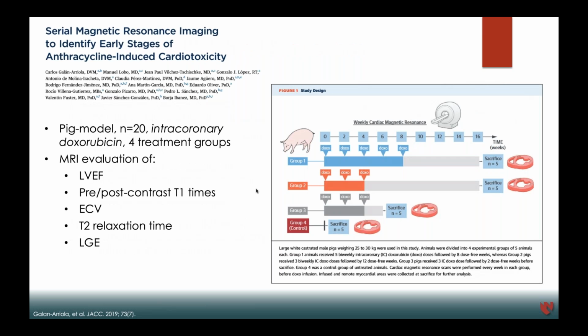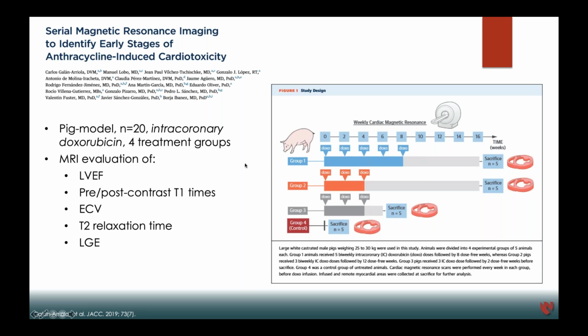Well, this was a fantastic study that was published last year in JACC, where it was a pig model with 20 pigs, and they used intracoronary doxorubicin. I think it's important to recognize this study used intracoronary doxorubicin, not systemic doxorubicin. And they had 4 treatment groups.